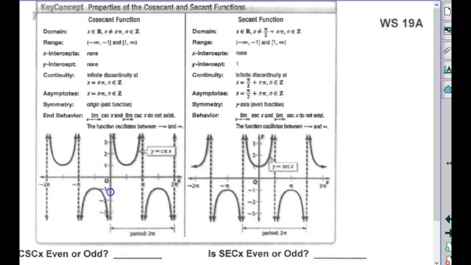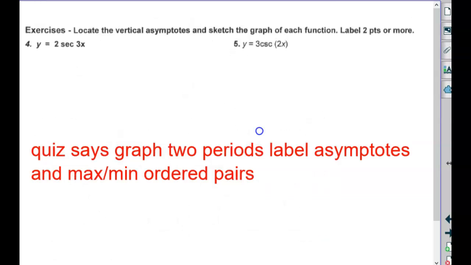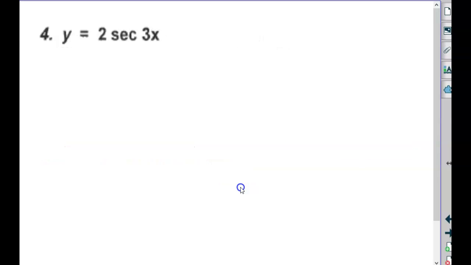Cosecant right here, even or odd? Secant? Right, because we can fold it here. Okay. All right, so the quiz will say graph 2 periods, label the asymptotes and any maximum or minimum points for this kind of a graph, okay?